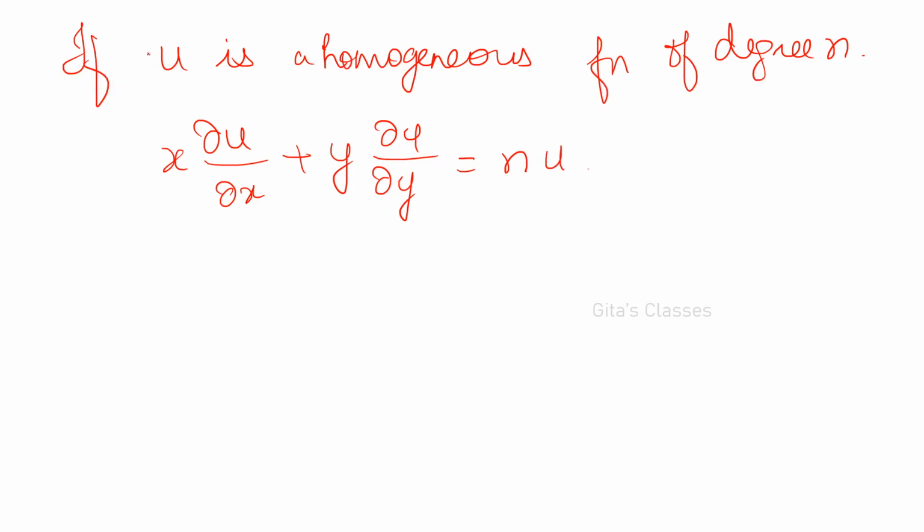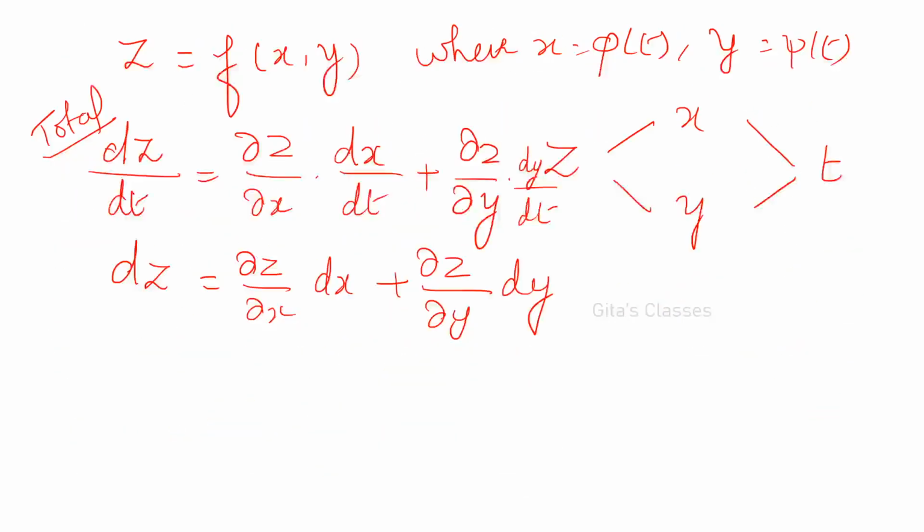If you take z here, you have to use z. Whatever the function is there, accordingly you have to write. So x into dou u by dou x plus y into dou u by dou y is equal to n into u. And two possibilities they can ask: one is verification or application.